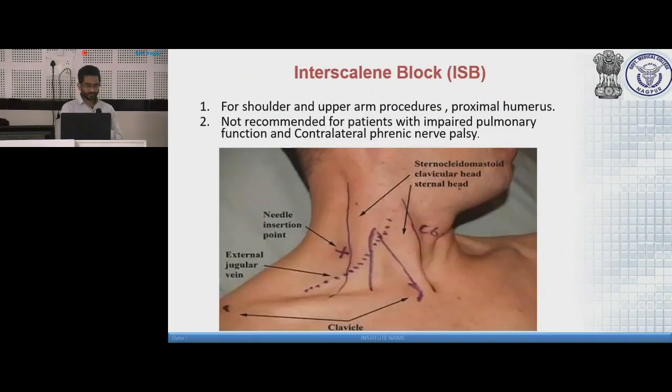This is the interscalene block. This interscalene block is used for shoulder and upper arm procedures, proximal humerus. It is not recommended in contralateral phrenic nerve palsy and pulmonary function impairment. This is the sternocleidomastoid muscle, sternal head, this is the clavicular head, this is the EJV, this is the interscalene groove between the anterior scalene and middle scalene. So we have to enter the needle here under PNS guidance and check for twitches of the deltoid muscle, pectoralis muscle, or biceps or triceps.